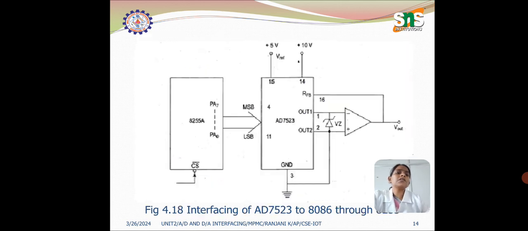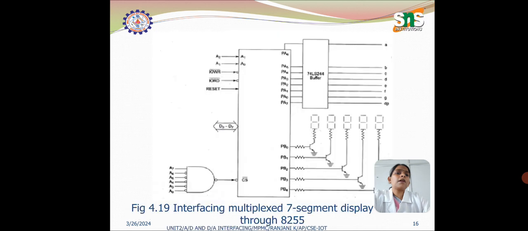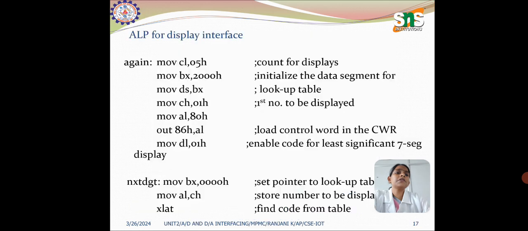Next, this is the interfacing connection of AD7523 with the 8086 microprocessor, and it is connected with the help of an op-amp. Here is the interfacing of an 8255 with 8086 at 80H as the input output port of port A. Interface a 7 segment display with 8255, and this is the sequence of instructions to display. And this is the interface connection for multiplexing 7 segment displays through 8255, and this is a program.